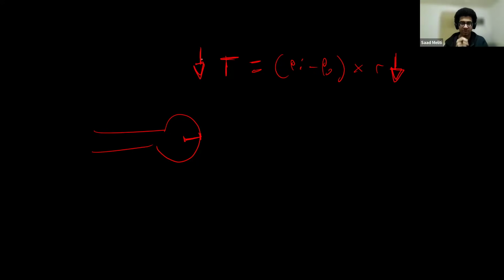I'm explaining R's relation to the equation right now. So in a small balloon, you have a small radius, so because of this small radius, the tension is also going to be low.